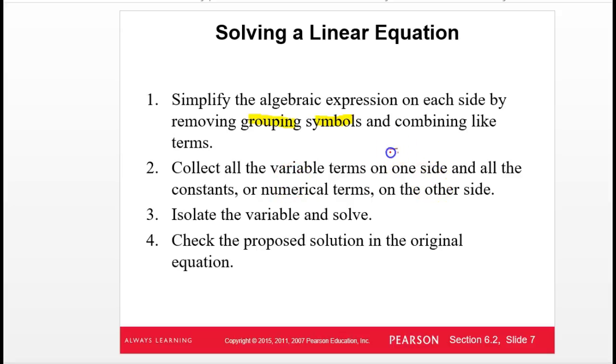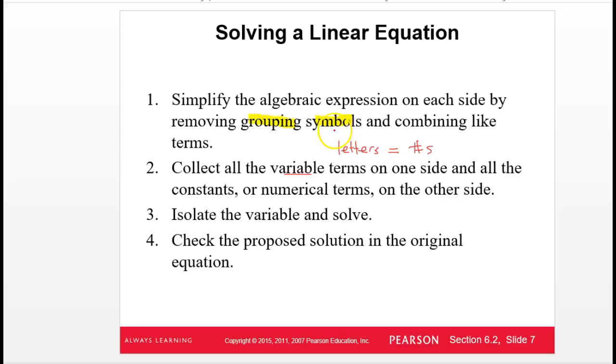So there's the equal sign. On one side we're going to have the things that have the letters in them, and on the other side we're going to have things that have the numbers. And that's our goal. Letters on one side, numbers on the other. And the letters are the variable terms. Okay, and then we get the variable by itself.